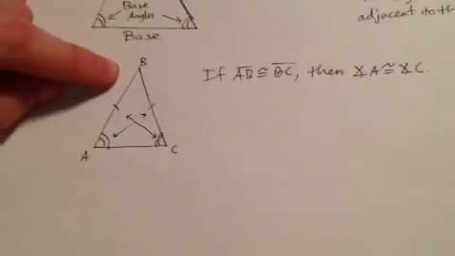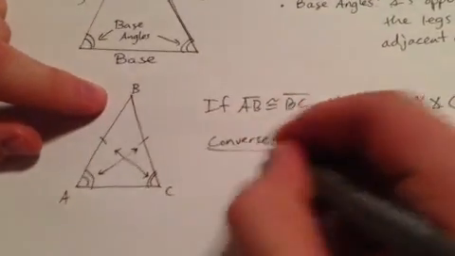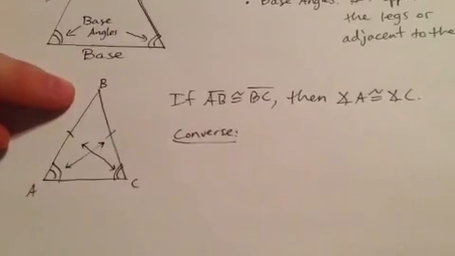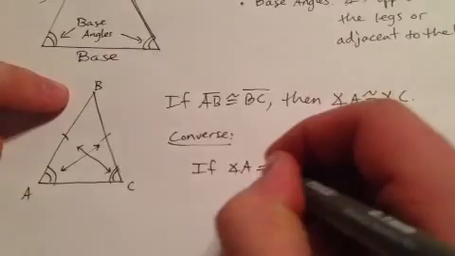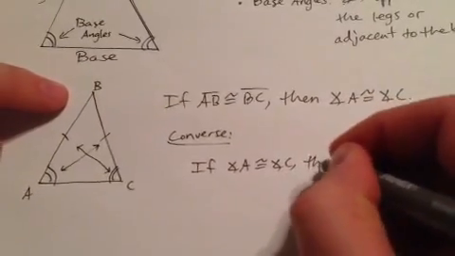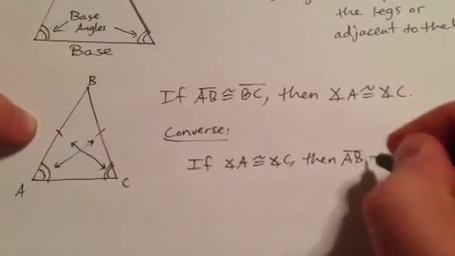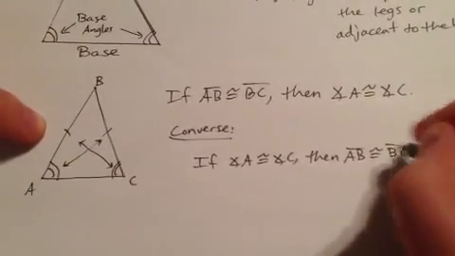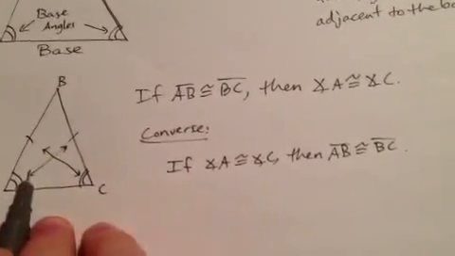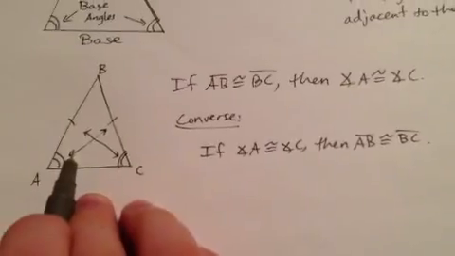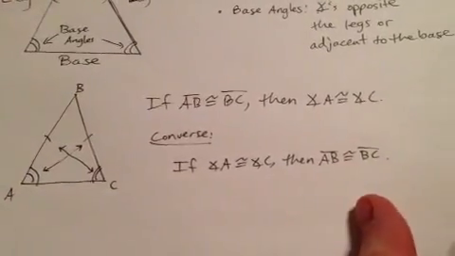Now this theorem has a converse. If you remember what the converse is, all I do is switch the if and then statements. So what this would be is if angle A is congruent to angle C, then I know it's going to be these two sides congruent. So that makes it an isosceles triangle. So the reason why I put both arrows on each end is because it goes both ways.